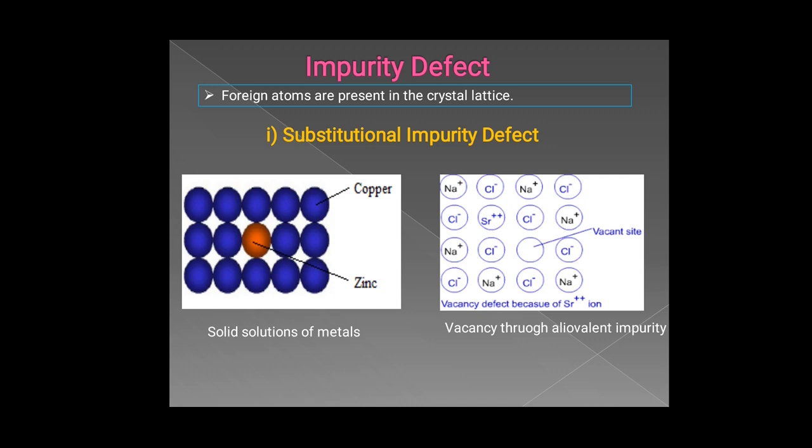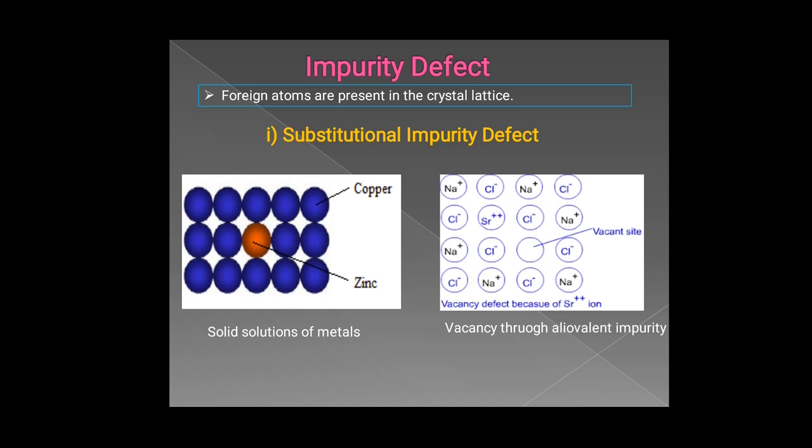So the first case in that is substitutional impurity defect. Substitutional means a particle will be substituted by another foreign particle. If you see here an example, copper and zinc. Basically this is the structure of copper. All the blue colored atoms are of copper, and just one extra, foreign atom has replaced one of the copper atoms. That is why this is the substitutional impurity defect.